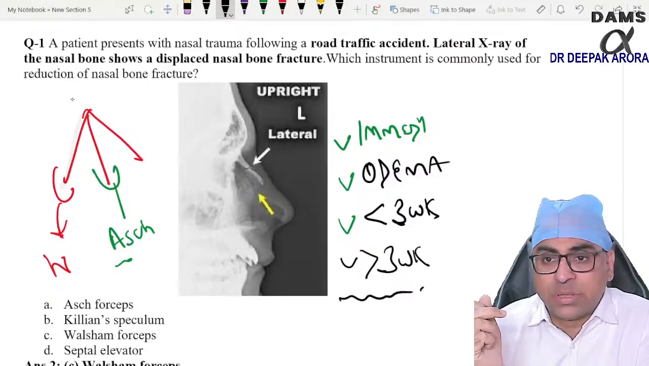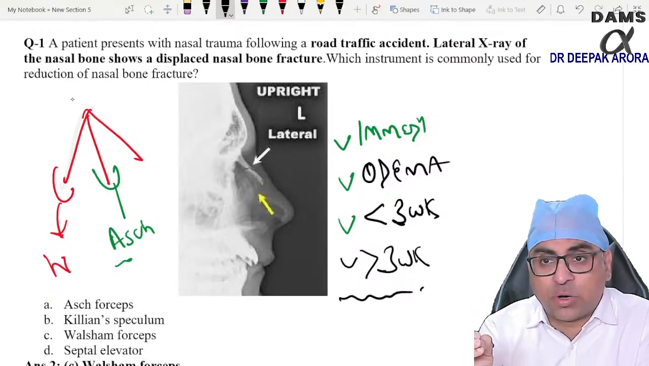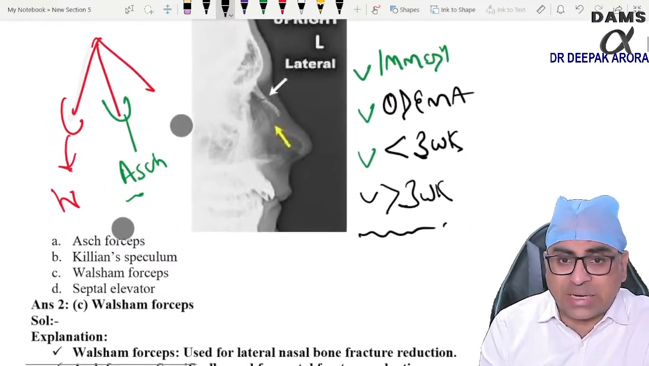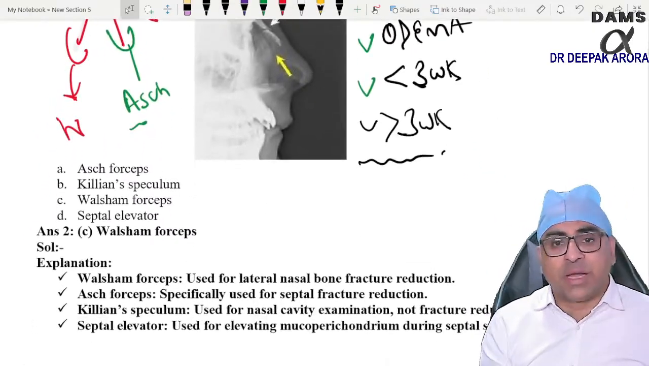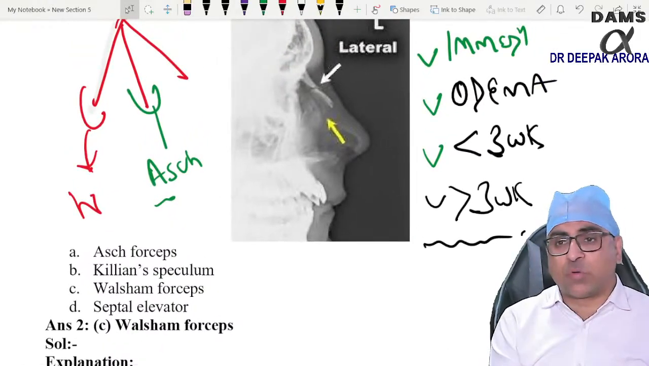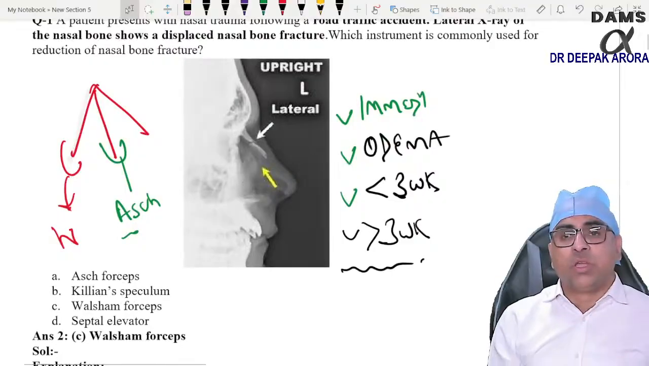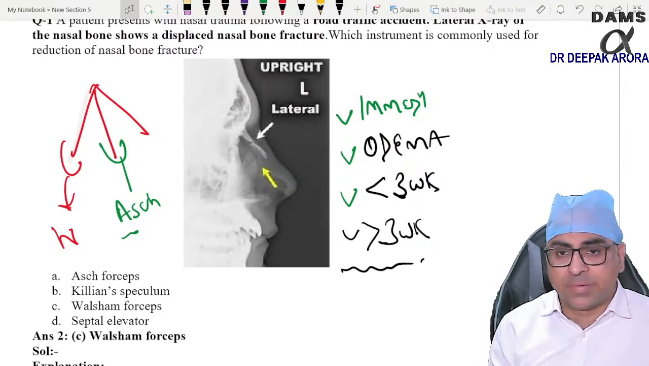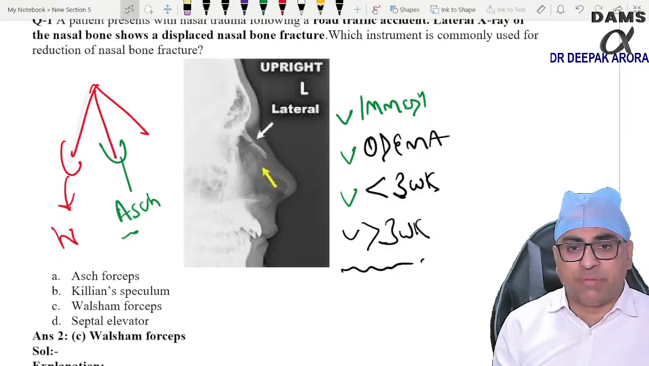Walsham forceps. 4 important concepts I taught. Let's rule out the other options. Asch forceps is for septal cartilage. Killian speculum is for nasal cavity examination. And septal elevator, these types of options were there. It is for your septoplasty, where we have to raise the mucoperichondrium. Is it clear? So the answer will be your option, Walsham forceps.